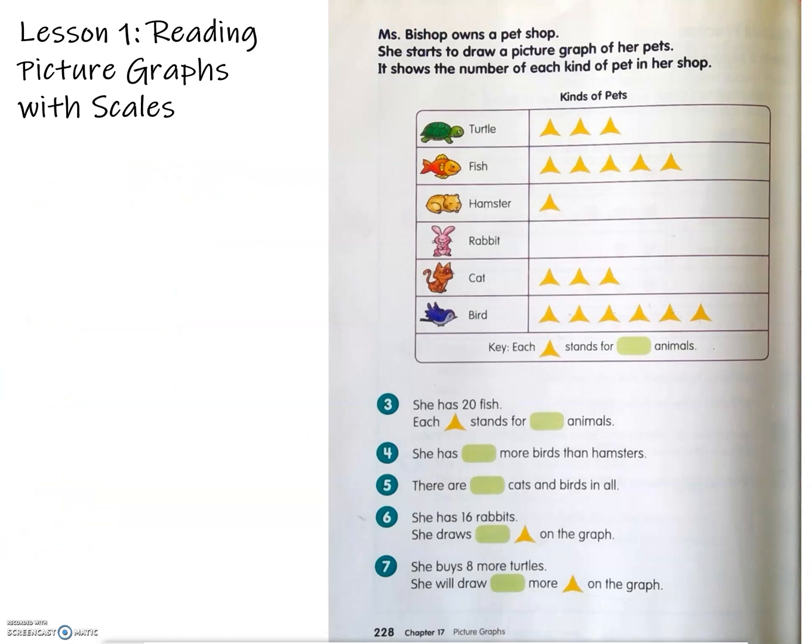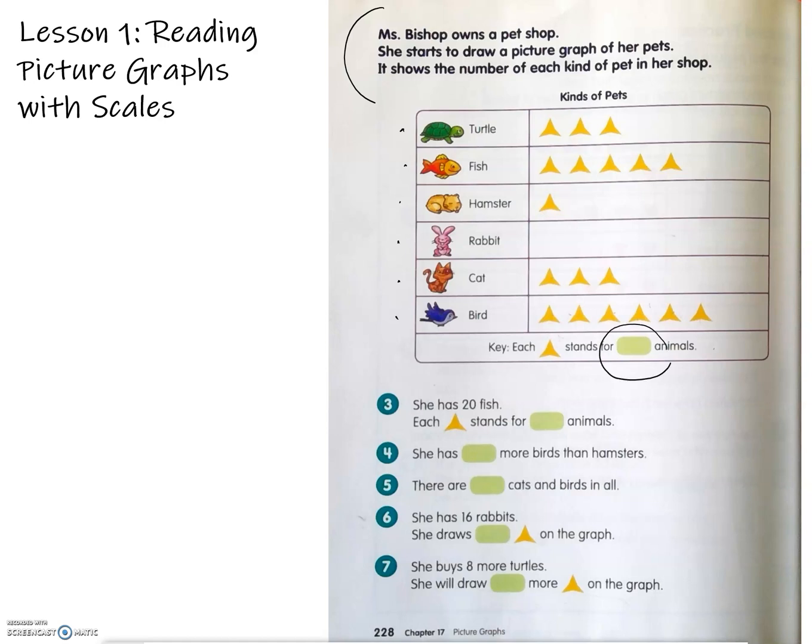Let's continue practicing. Now this is a different picture graph. This time, Miss Bishop owns a pet shop. She starts to draw a picture graph of her pets. It shows the number of each kind of pet in her shop. It looks like she has turtles, fish, hamsters, rabbits, cats, and birds in this picture graph.